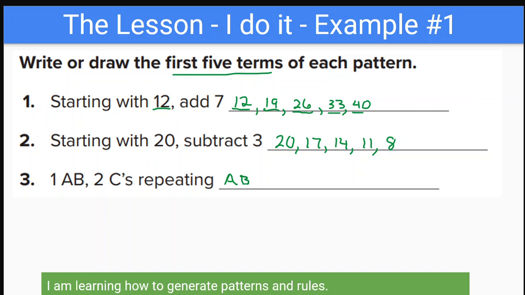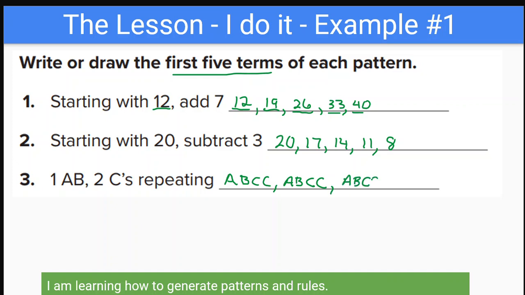We do that once. Then 2 C's, C, C. Okay? Then it's going to be A, B, C, C. Okay? And it just repeats over and over again. They want you to do it 5 times.